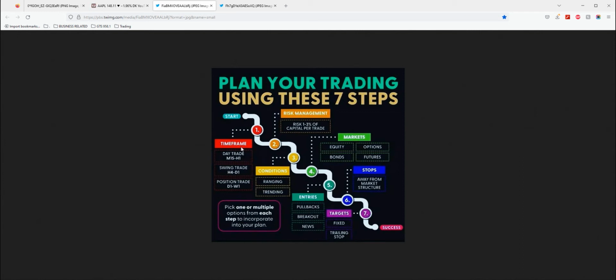First step, you have to choose your time frame. If you work 9 to 5, I doubt you're going to day trade. Most likely, you're going to swing trade or be a position trader. Our next step is to manage our risk. Then later, we're going to determine the condition of the specific stock. We're going to focus on equities for the purpose of today's video, and then I'm going to show you guys the entry. It's going to be pullback, breakout.